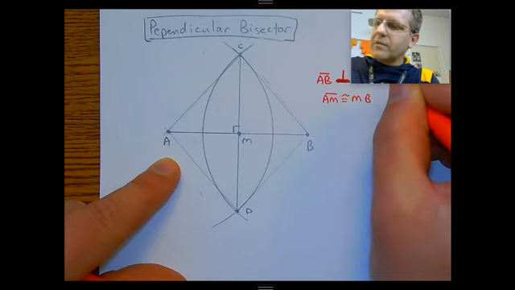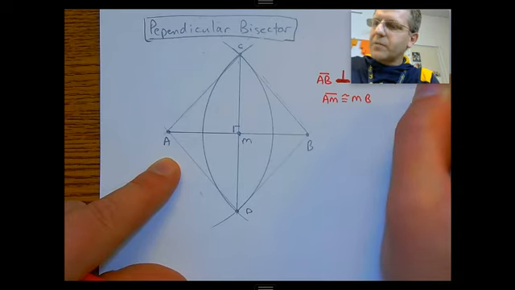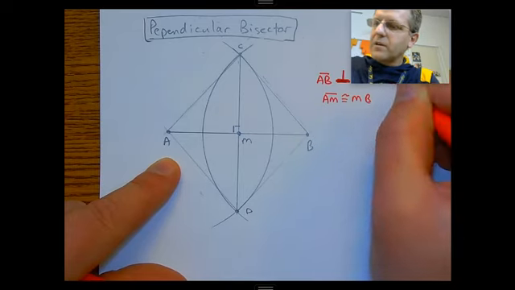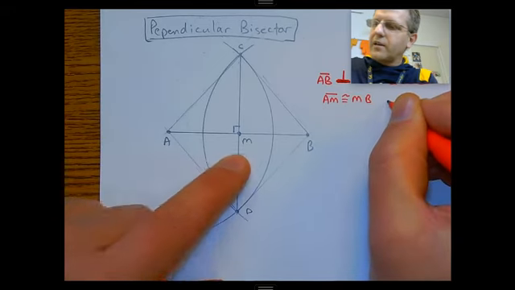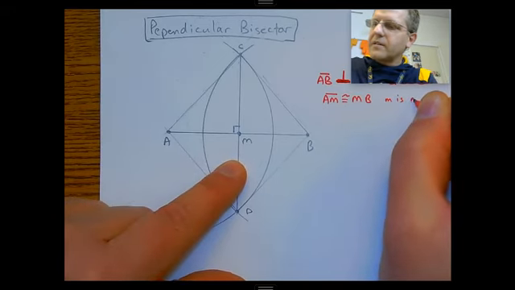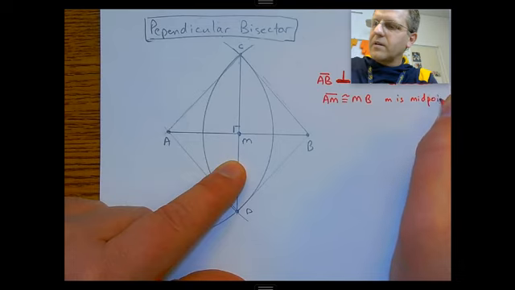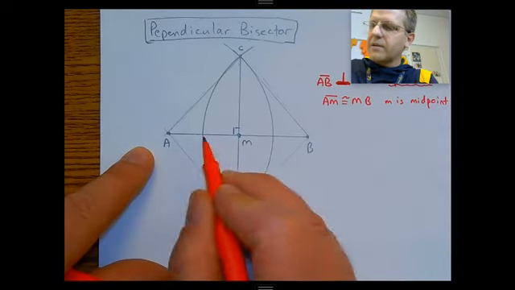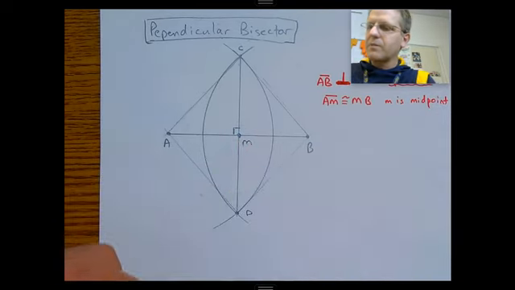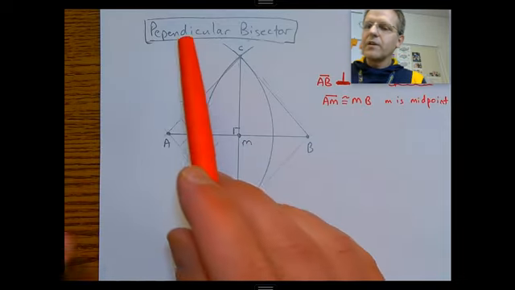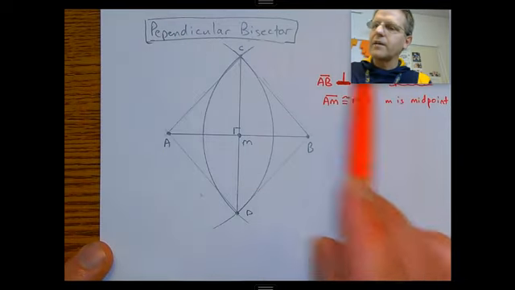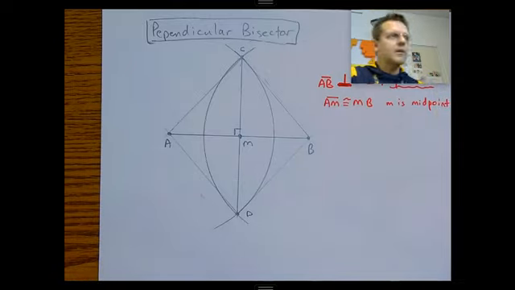So what are we saying? We're saying here that this is perpendicular. That's what we're saying with that. And here we're saying that M is the midpoint. Because we're saying AM is the same as MB, so M must be in the middle. So now we have a perpendicular, check, bisector, check. That's it.